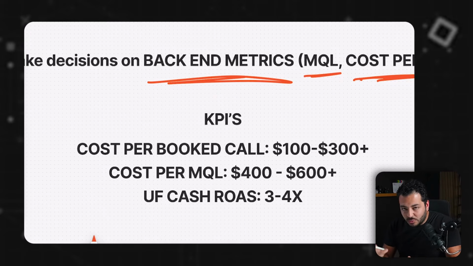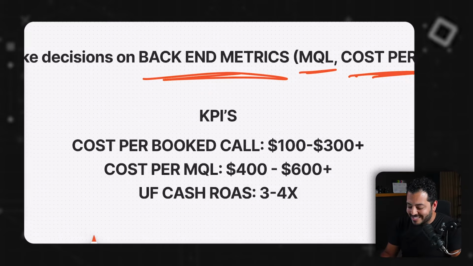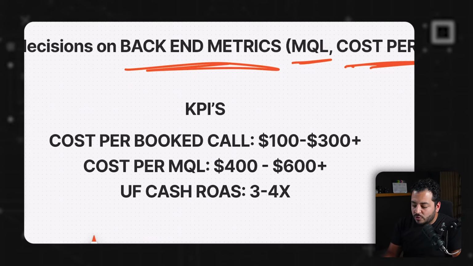But if we're looking at just general KPIs, don't attack me in the comments, your general KPI to shoot for is $100 to $300 cost per booked call. And if you're like, Aaron, I don't know how to calculate any of these things, I made a video, we can put it down in the description or pop it up on screen, around our tracking mechanism and exactly how we do that. So you can check that video out after you watch this one. But generally you want to shoot for $100 to $300 cost per call.